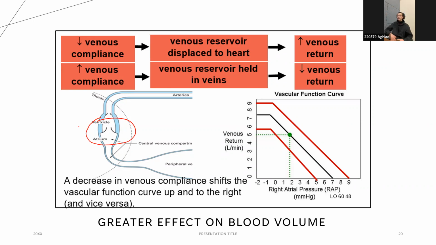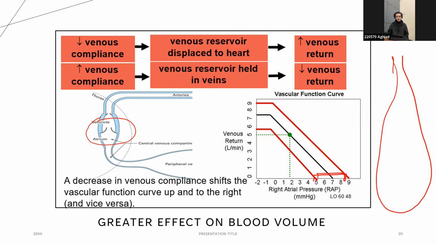Perfect. So you would expect that if we increase the compliance of the veins, pooling will happen, and the venous return would decrease. Got it? So that also accommodates for the right atrial pressure. Does that make sense? Good.